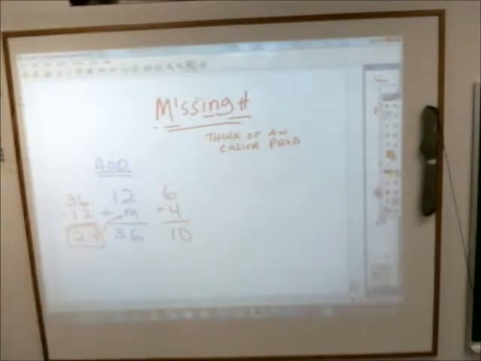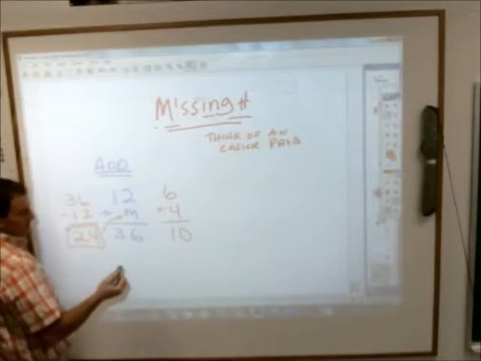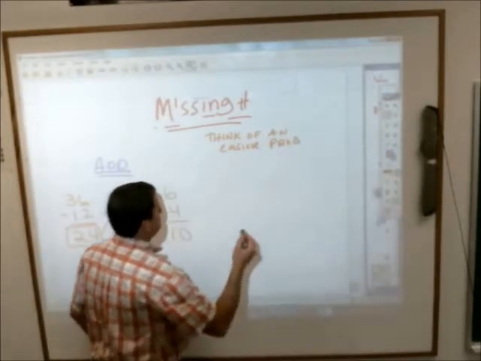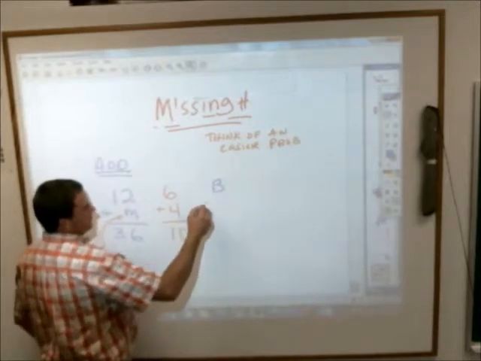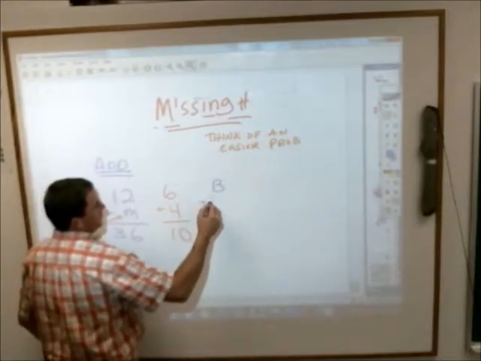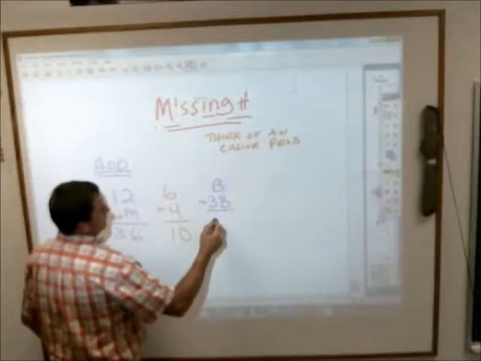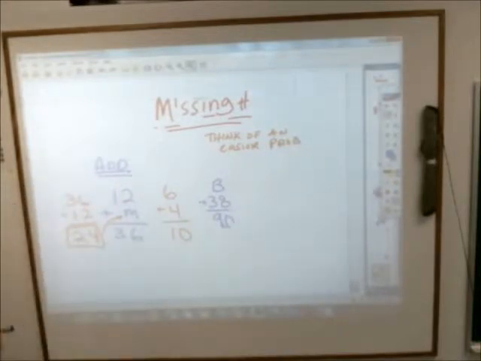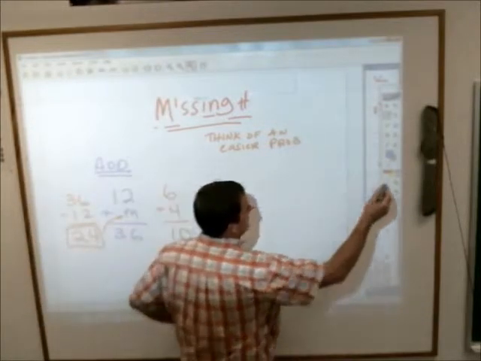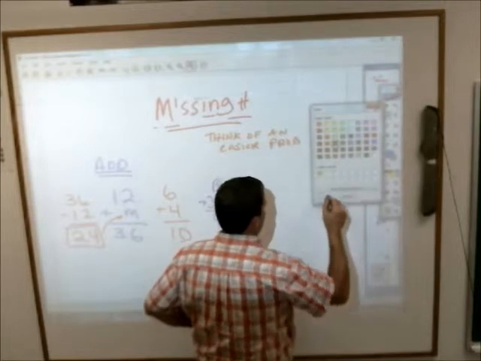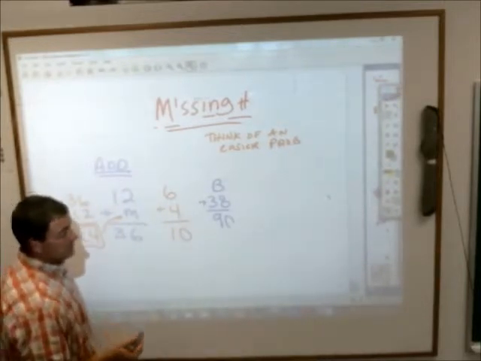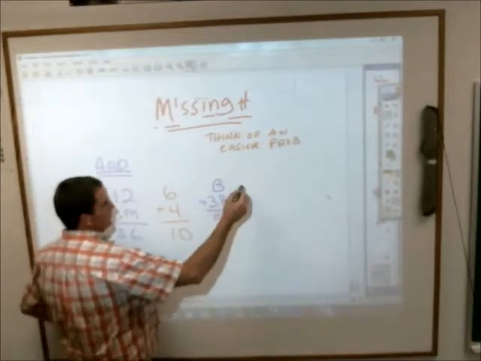Or even if the missing number was on top. Let's say I have b plus 38 equals 90. Again, think of an easier problem, because you might get into a rut and say, well, every time you're going to subtract, but that's not always the case with everything. Sometimes yes, sometimes no, so it's always good to think of a different problem.